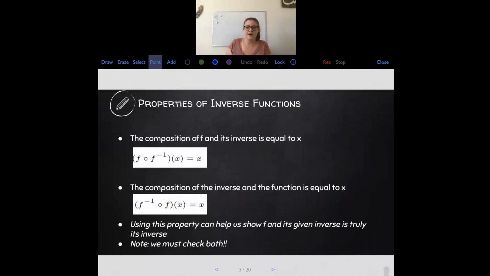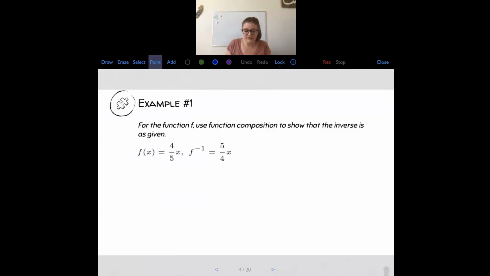Okay, so this property can help us to show that f and its given inverse is truly its inverse. And note that you must check both. So you must do f of f inverse and f inverse of f and show that both of those are equal to x. Okay, so example 1, for the function f, use function composition to show that the inverse is as given. So first, we will do f of f inverse of x.